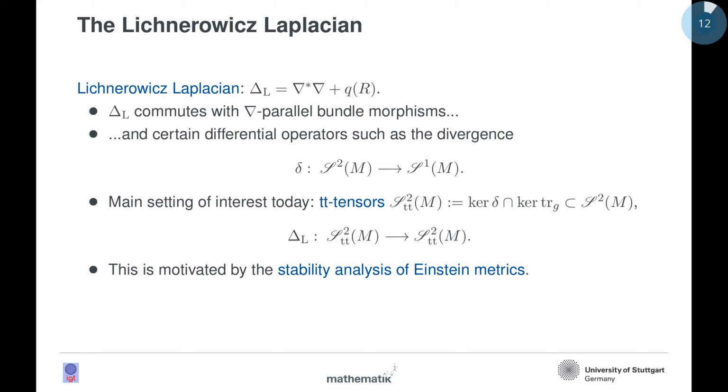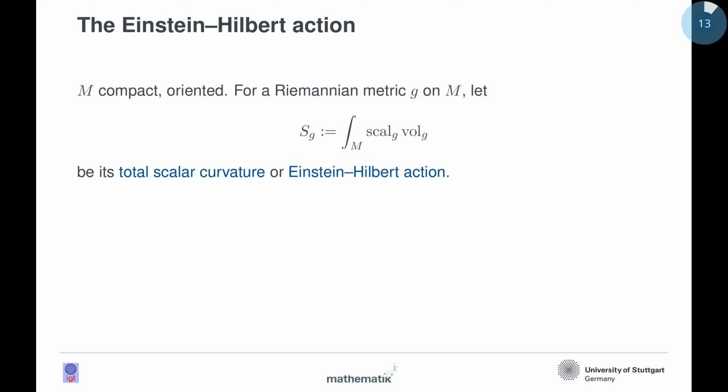And now here comes the reason, because this features in the stability analysis of Einstein metrics. Okay, so let me tell you a bit about this. Take any compact orientable manifold, then we can take a Riemannian metric and associate to it its total scalar curvature. So we take the scalar curvature, a function, times the volume form and integrate it over the manifold. This is called the Einstein-Hilbert action. It was studied by Einstein and Hilbert back in the day.